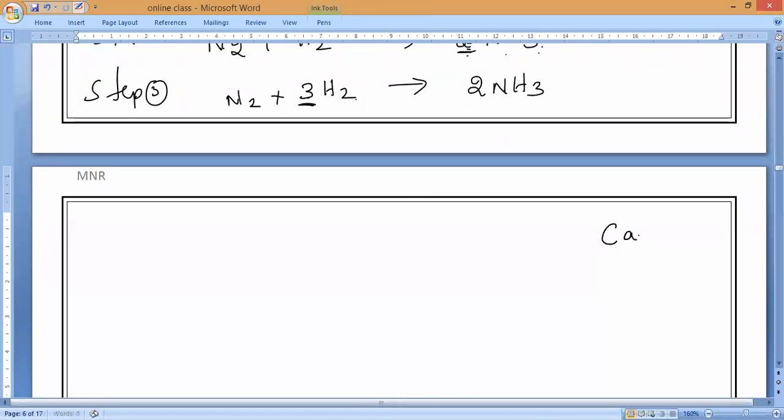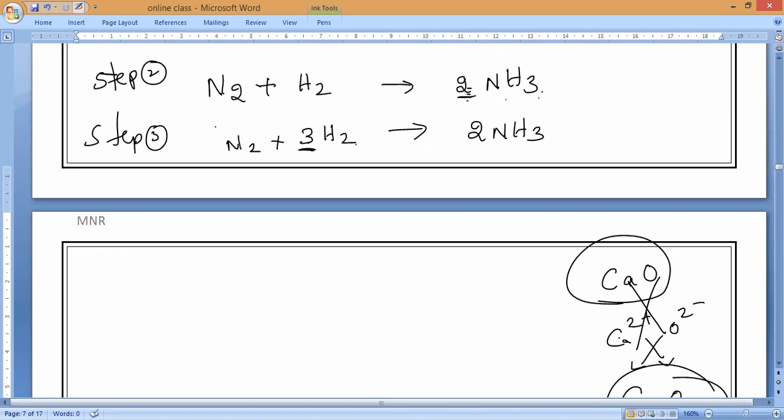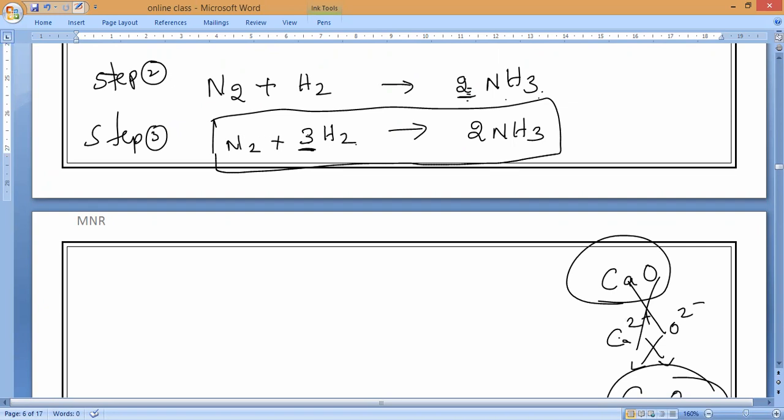For example, calcium oxide, how are we writing it? Ca2+ plus O2-. But on exchanging, what is the formula? Ca2O2. But what are we writing? We are writing the lowest possible number, CaO. In a similar way, when balancing a chemical equation also, we must always write the lowest possible numbers. So this is step 3. What is this called? Balanced chemical equation. Clear, guys?